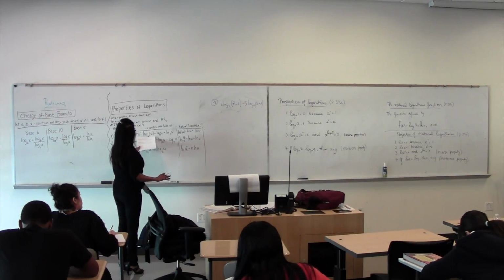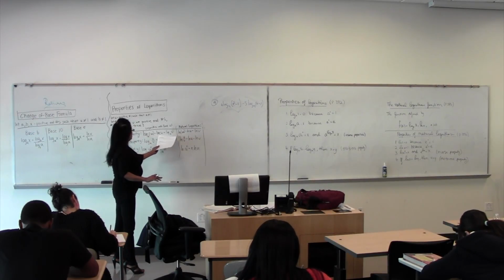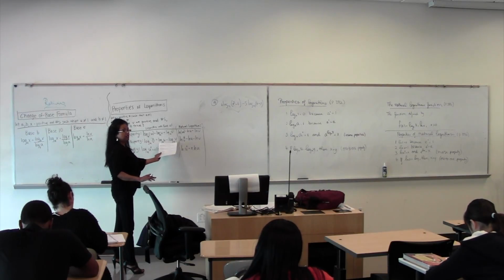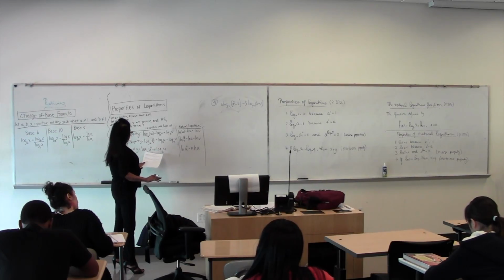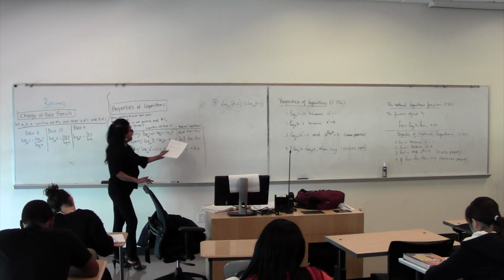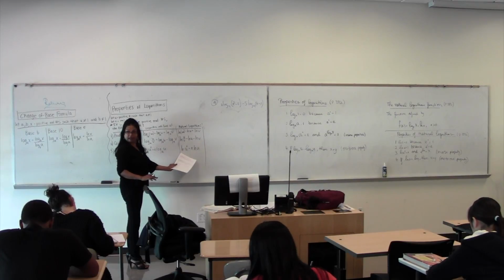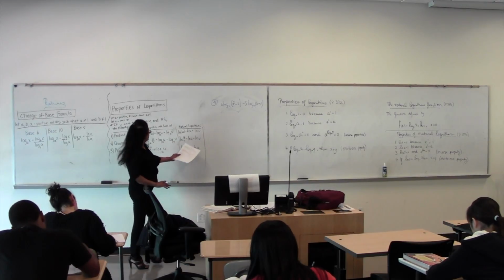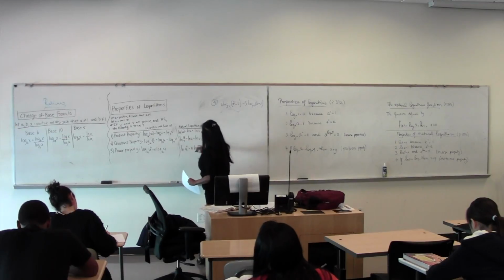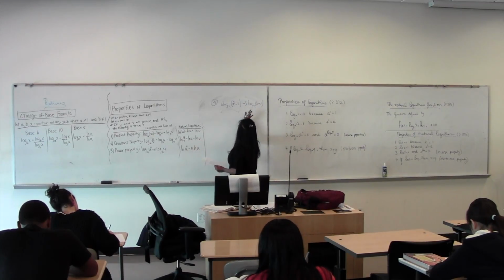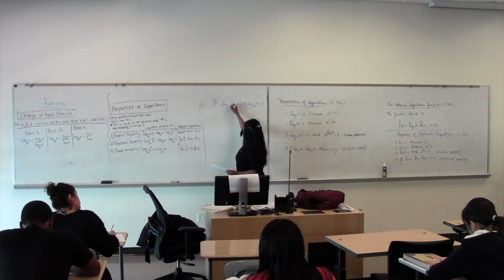When you have multiplication of two things, you write it as addition. Division of two things, you write as subtraction. An exponent you write like this. ln is the same thing; ln means log base e. It's the same rule. Now there's subtraction here, so we need to get rid of the subtraction. Make sure it's the same base.